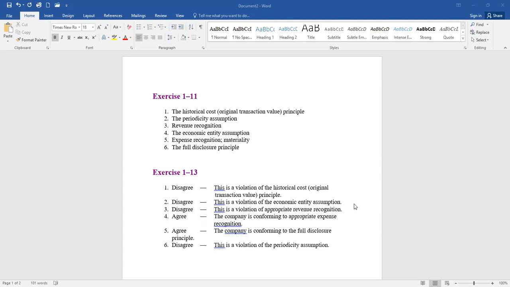Remember prepaid insurance. The Reliable Tire Company included a note in its financial statements that described a pending lawsuit against the company. Hooray! Yes, that's what we should do because we're conforming to the full disclosure principle. So that's correct. The Hughes Corporation, a company whose securities are publicly traded, prepares monthly, quarterly, and annual financial statements for internal use, but disseminates to external users only the annual financial statements.